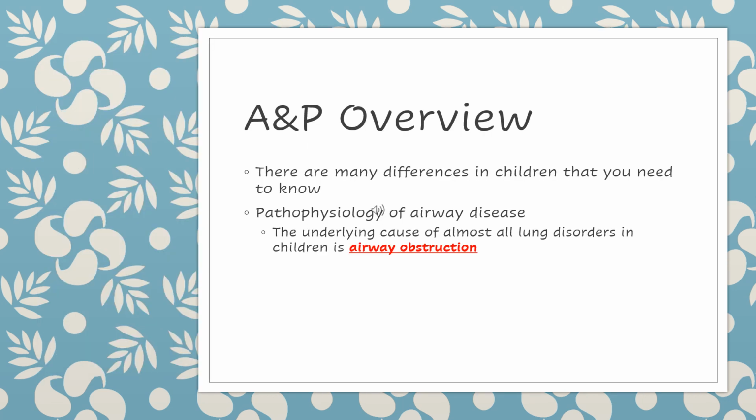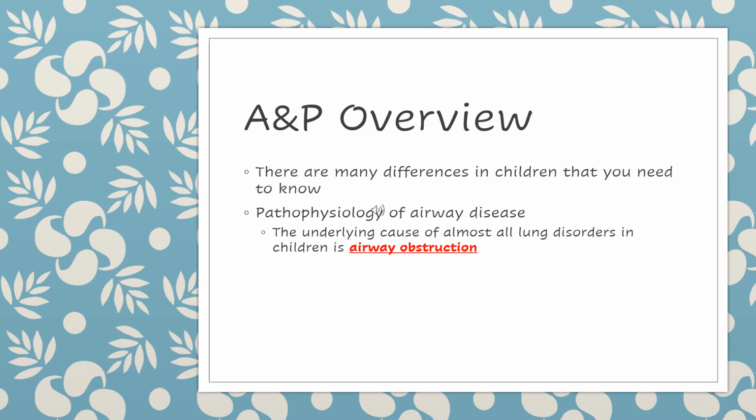Just a brief A&P overview. Your book goes into great detail about the differences between the adult and pediatric airways. Pages 665 and 666 you should read and understand why children are more at risk of developing an obstructed airway. The underlying cause of almost all lung disorders in children is airway obstruction.